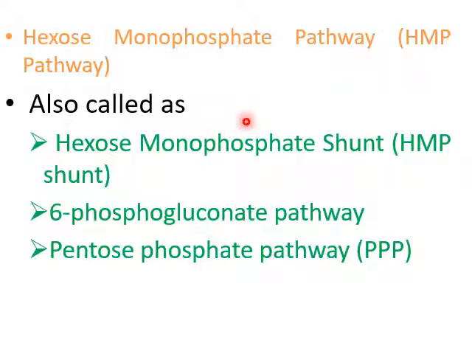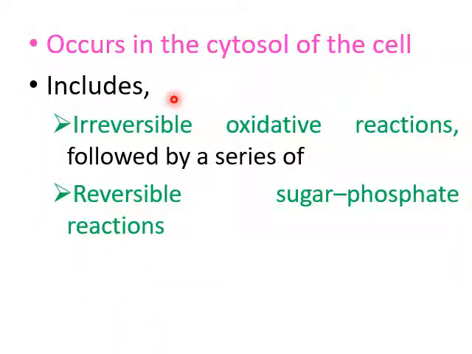So there are various synonyms for this pathway. Hexose monophosphate pathway or HMP pathway may also be referred to as hexose monophosphate shunt. It is also known as 6-phosphogluconate pathway, and this is also called the pentose phosphate pathway. The intracellular site of HMP pathway is the cytosolic compartment of the cell.